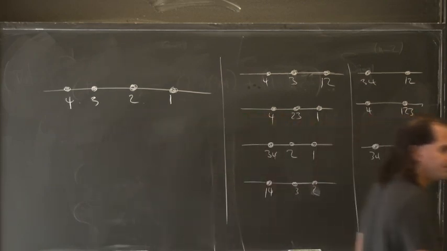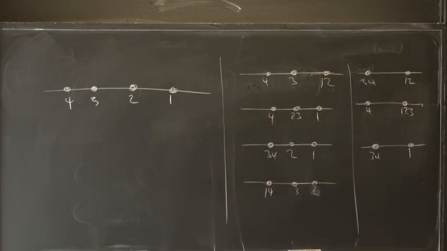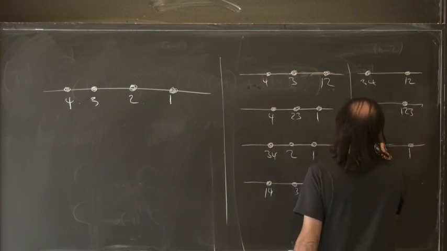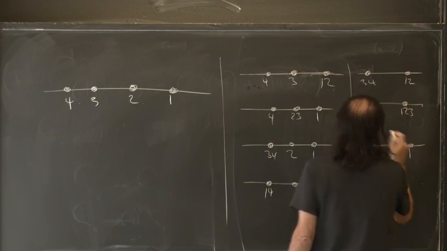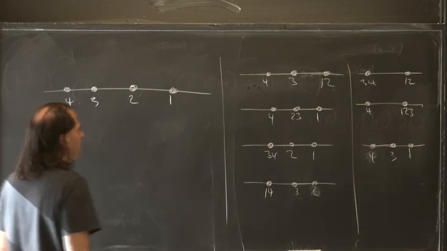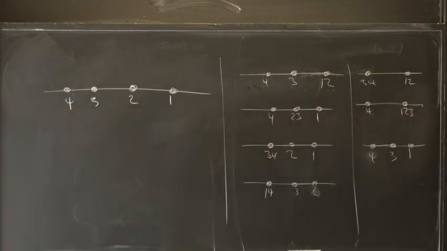OK? Sorry, 3 and 4 are still separate in this picture. Sorry. Thank you. OK, and so you can keep going. So where can we go from here? We can just draw it in this picture.